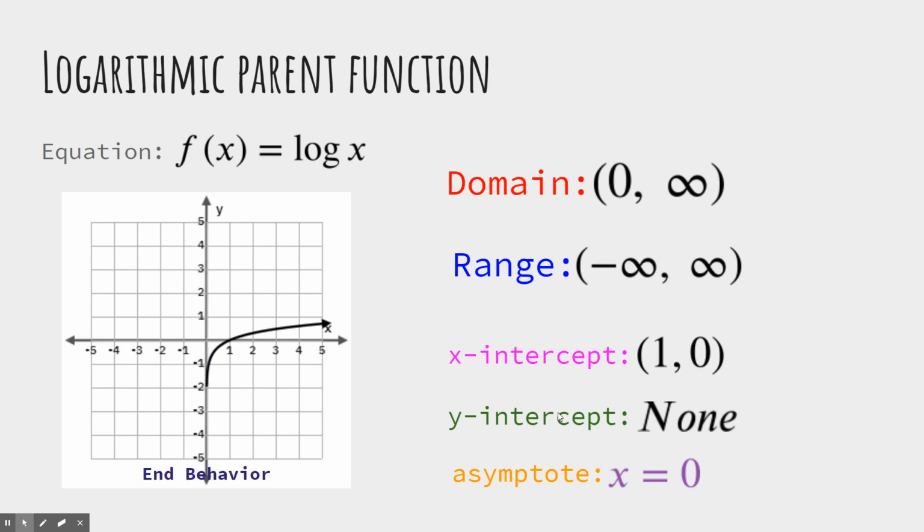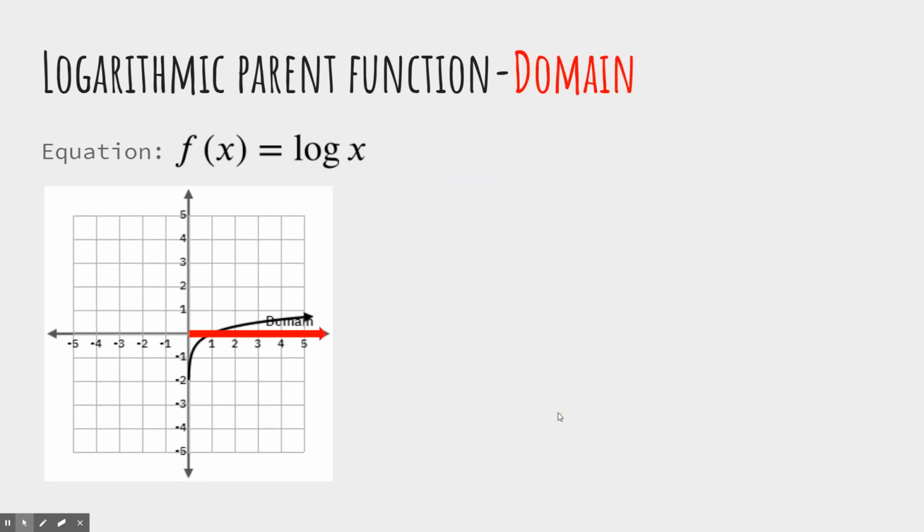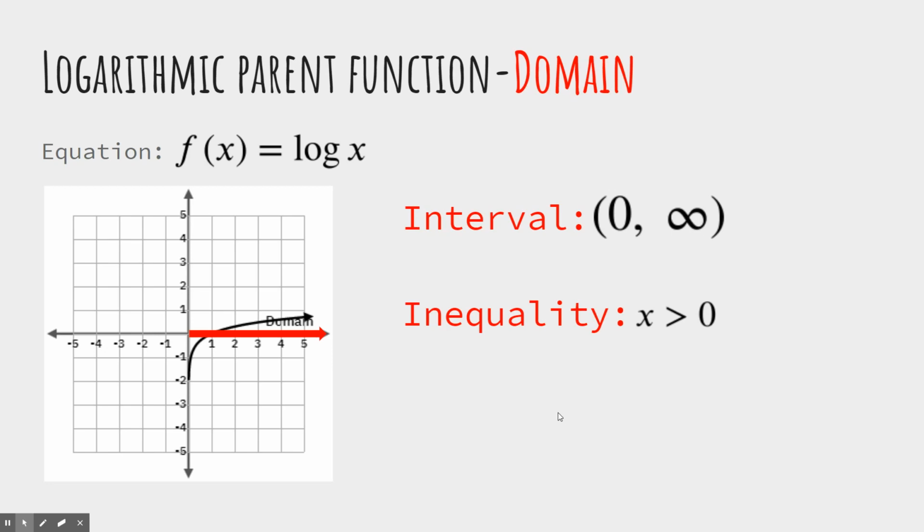Now to look at end behavior, on the left-hand side, x is approaching 0, but your f of x is going to approach negative infinity. And on the right-hand side, as x approaches positive infinity, your f of x is also approaching positive infinity. Now to look specifically at domain, in interval notation, it was 0 to infinity. In inequality, we're going to put x is greater than 0. It is not equal to 0. So set builder is x such that x is greater than 0.